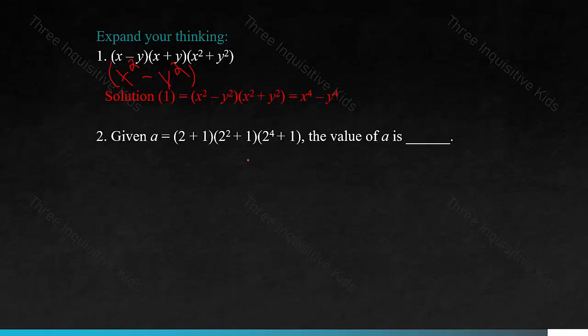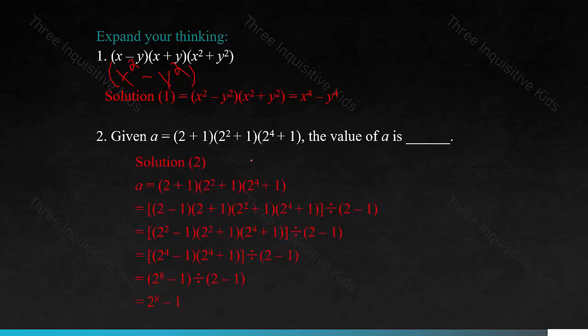Our second problem is, given a equals 2 plus 1 times 2 squared plus 1 times 2 to the 4th power plus 1, the value of a is blank. So here is our solution. You can see that this is our original expression, and I will highlight that out for you here. That's our original expression. And we multiplied on an extra 2 minus 1.